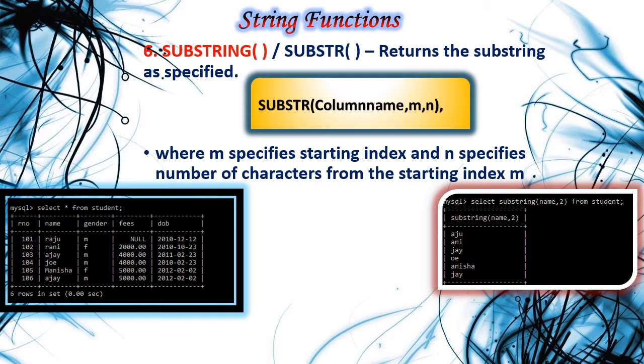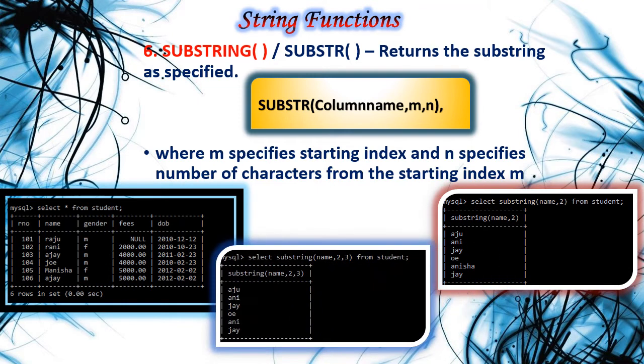See here, first row, 101, roll number, name Raju. The first position is R, second position A. So second position A onwards is printed. Likewise, other names are also fetched. Next, if you are giving name 2 comma 3, it means starting position 2, and from that only 3 characters, number of characters 3 only, are fetched.